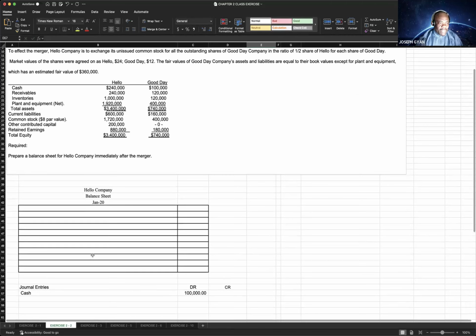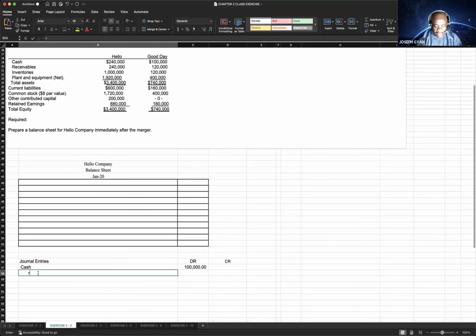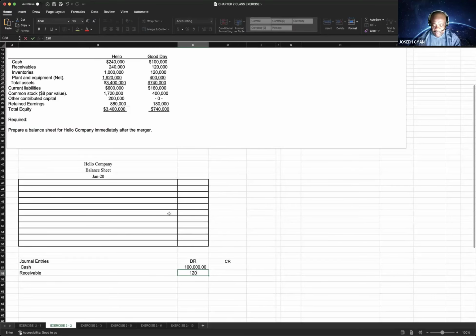They also have the receivables. The receivable is 120,000. They also have the inventories, which is 400,000. Is it? Oh no, also 120.